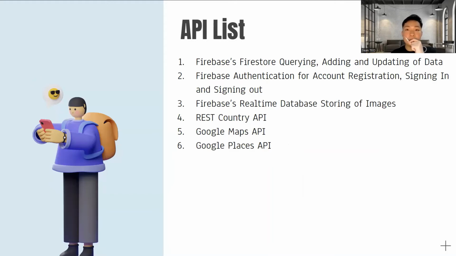Moving on, we also utilize the REST country API to fetch details such as the country's currency, language info, and approximate distance from Singapore to allow our users to be aware of this important additional information that is specific to each and every university.